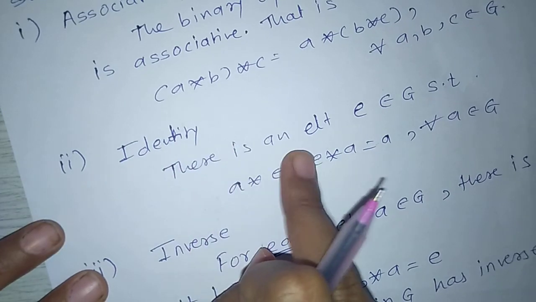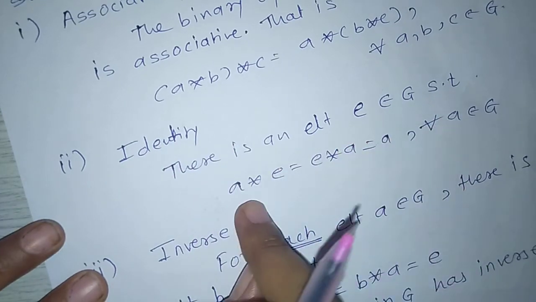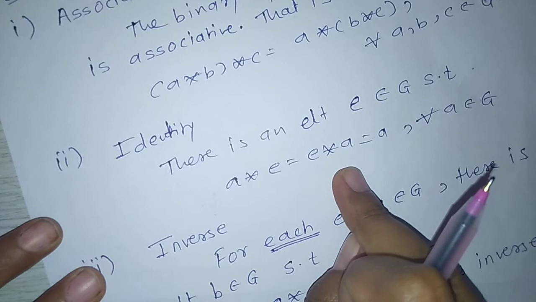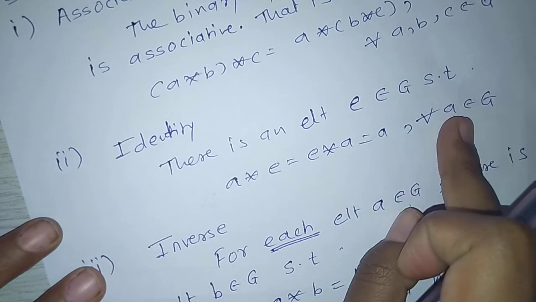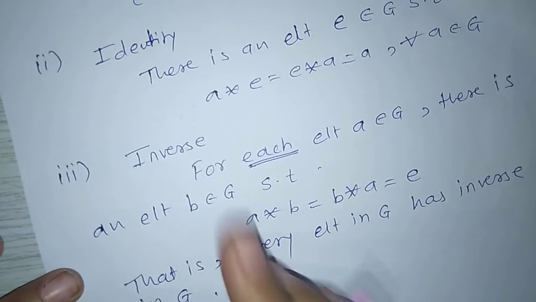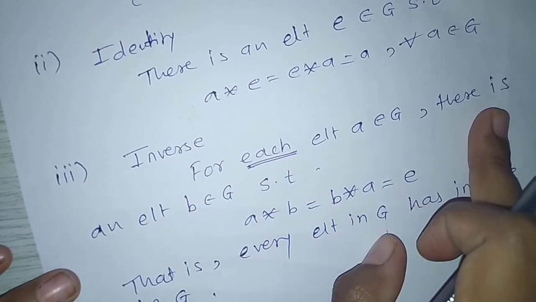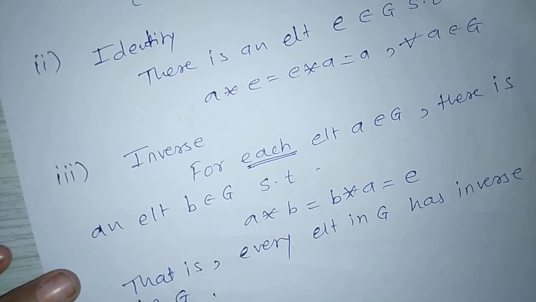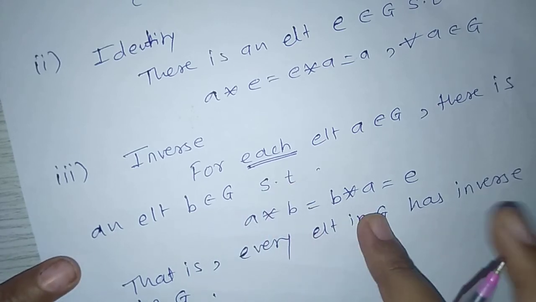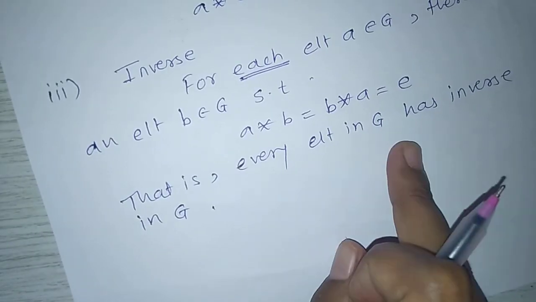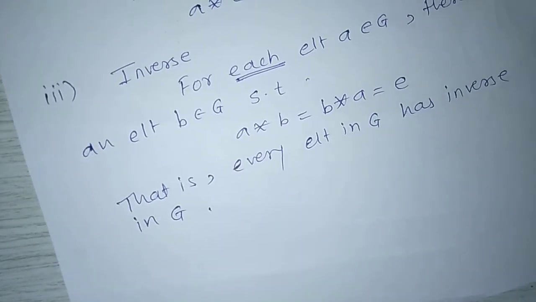Identity. There is an element E belongs to G such that A star E equal to E star A equal to A for all A belongs to G. Inverse. For each element A belongs to G, there is an element B belongs to G such that A star B equal to B star A equal to E, that is, every element in G has inverse in G.